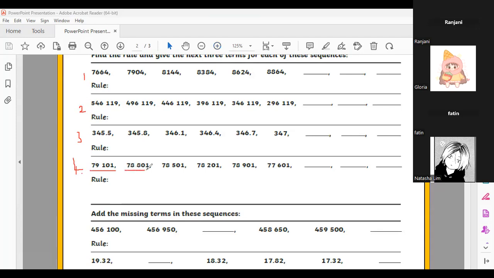79,100, 78,801. Guys, please use your calculator. Girls, actually. And tell me, went up or went down? How much? First, you tell me that. Just this part, how much? Obviously, it went down. 79,000 became 78. But how much? Put in chat. Come on, let's do this one question.